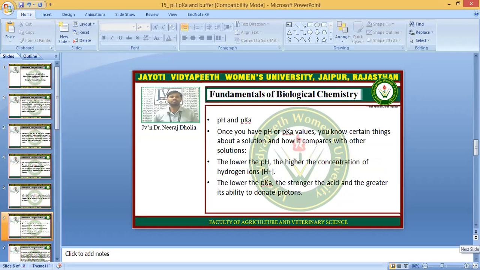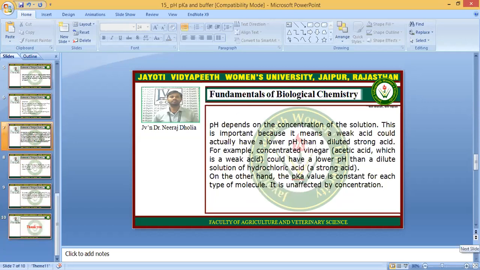So once you have pH or pK values, you know certain things about the solution and how it compares with other solutions. The lower the pH, the higher the concentration of hydrogen ions. The lower the pKa, the stronger the acid and the greater its ability to donate protons. Basically, pH depends on the concentration of the solution. This is important because it means a weak acid could actually have a lower pH than a diluted strong acid.